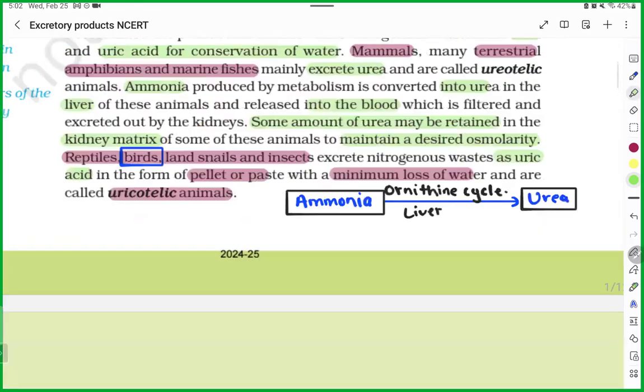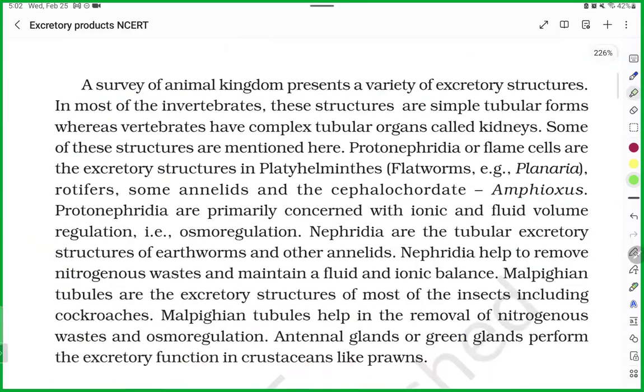Animal kingdom species have different excretory structures. Most invertebrates have simple tubular structures like nephridia and flame cells. But vertebrates have a complex tubular structure, that is the kidney. For example, protonephridia or flame cells are present in platyhelminthes, rotifers, some annelids, and cephalochordates like Amphioxus. So all these organisms have flame cells or protonephridia.